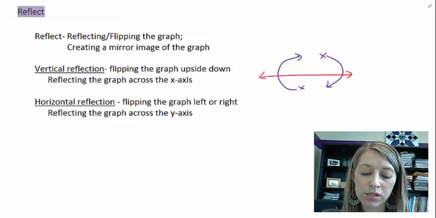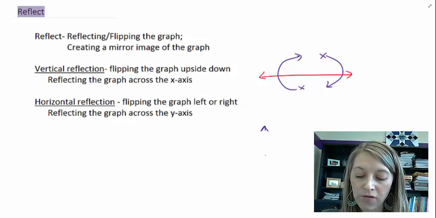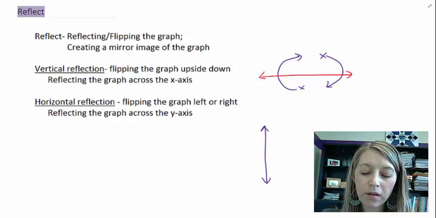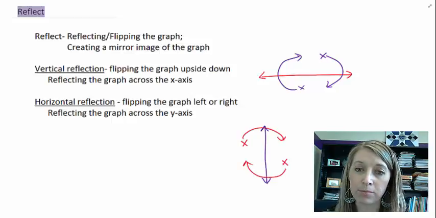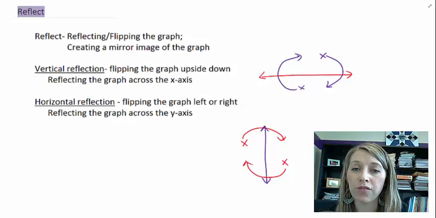Same thing with horizontal. It's going to flip it over the y-axis. So if I have my y-axis, if I have a point here, it's going to get flipped over there. If I have a point here, that's going to get flipped over there. Okay, so let me go to my visual, and hopefully you can start to see how we can reflect these and how that changes our graph.